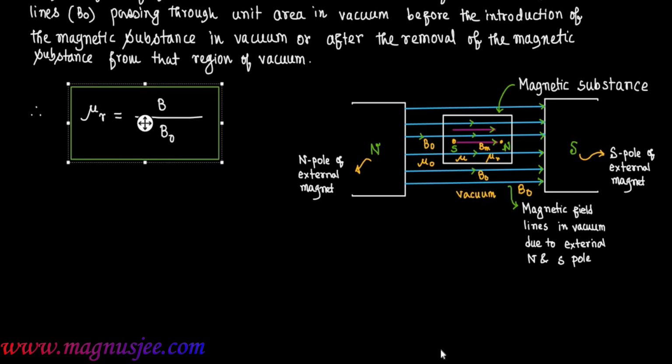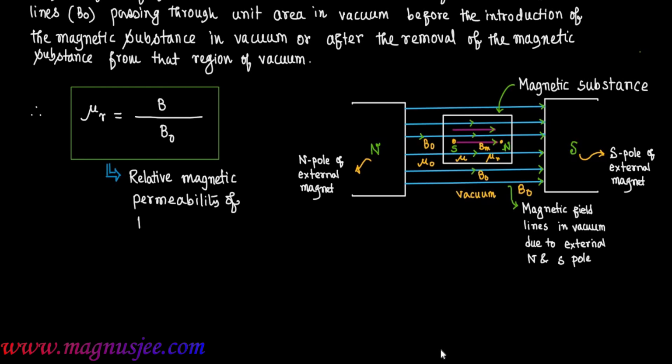Mu-r is the relative magnetic permeability, which is the ratio of B and B0. Ratio of net magnetic field induction B and magnetic field induction B0 acting in vacuum after removal of the magnetic substance or before introduction of the magnetic substance. Mu-r equals B by B0, which is the relative magnetic permeability of the material of the magnetic substance.